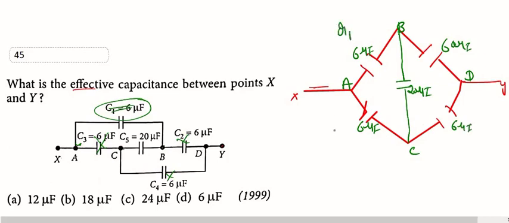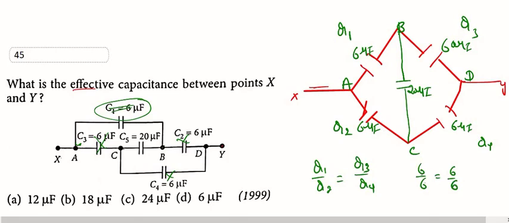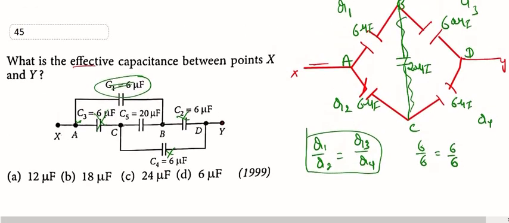Wheatstone bridge means Q1, Q2, Q3, Q4. Then is Q1 by Q2 equal to Q3 by Q4 satisfied? 6 by 6 is equal to 6 by 6, so that is satisfied. So when this is satisfied, you have to remove this central connection. So when the central connection is removed, what happens?